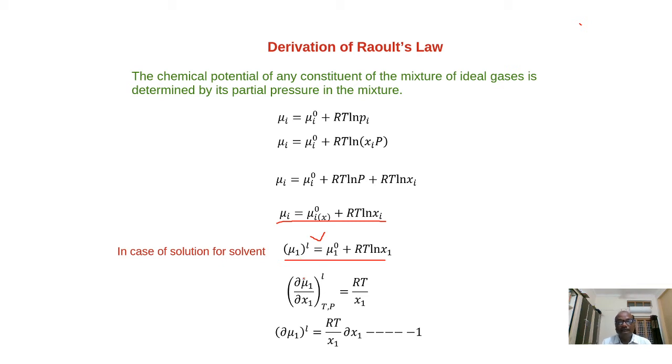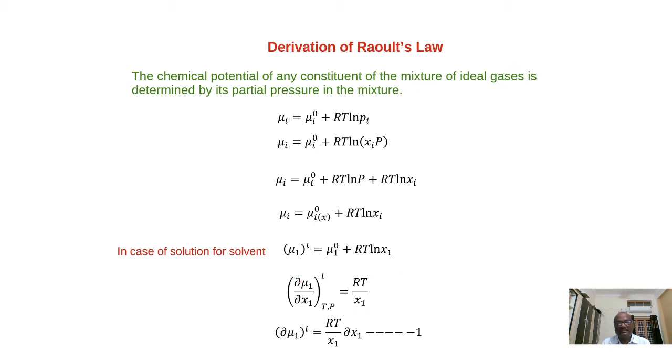Okay, so let us differentiate this with respect to x1 at constant temperature and pressure. d mu1 divided by dx1 at constant temperature and pressure is equal to, mu naught 1 is constant, so when differentiating it becomes 0. What is the remaining part? d mu1 by dx1 at constant temperature and pressure is equal to RT by x1, because the differentiation of log x1 is 1 by x1.